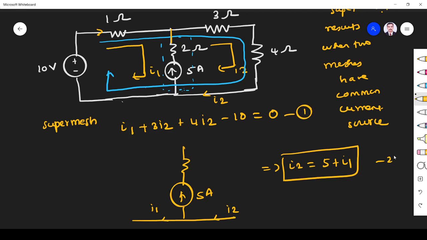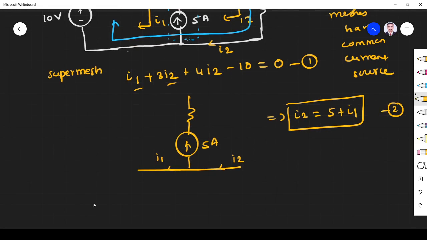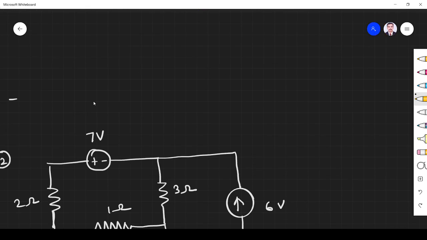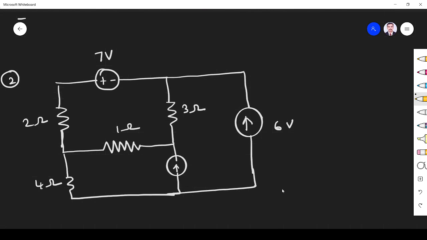We have two variables, I1 and I2, and two equations, so we can solve this problem. In this way, we have to write the KVL equations for circuits with a supermesh. Now let me give one more example.